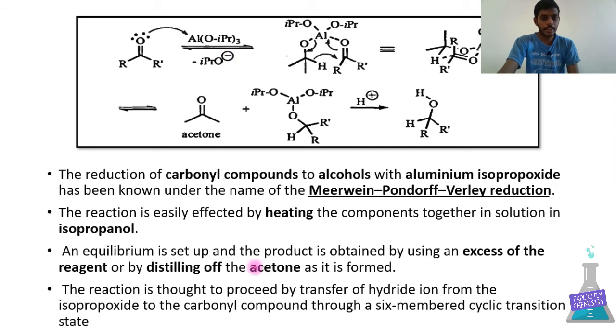An equilibrium is set up, so the product is obtained by using excess of the reagent or by distilling off the acetone that is formed. This acetone is distilled to form this alcohol.